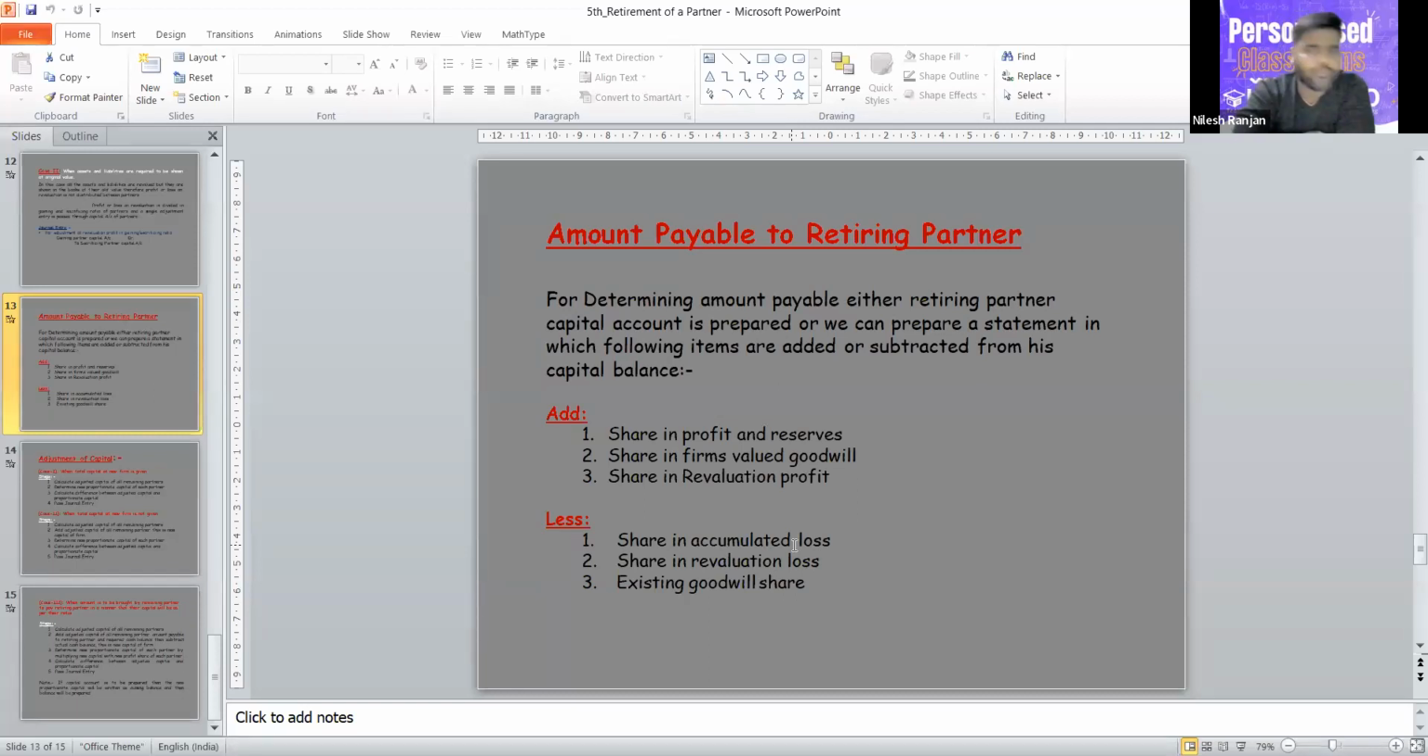The first one is to prepare a capital account, just a capital account. You will write all the items on the credit side or debit side, then it will be easily calculated how much amount we have to pay to our retiring partner. Is this clear? Yes, sir. Okay. The second is by preparing a statement, a simple statement we will prepare like this.